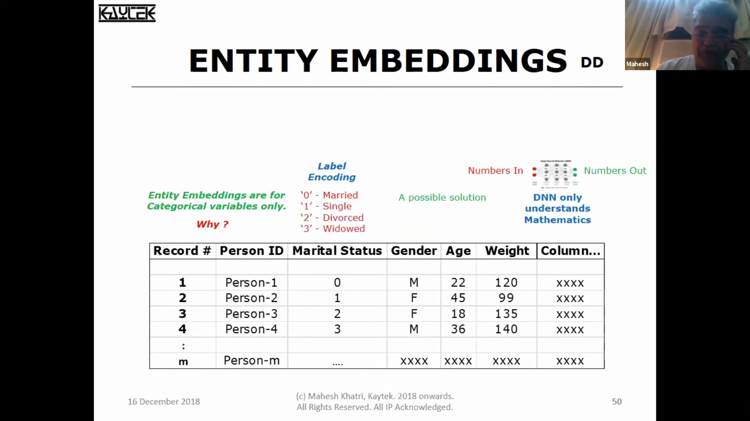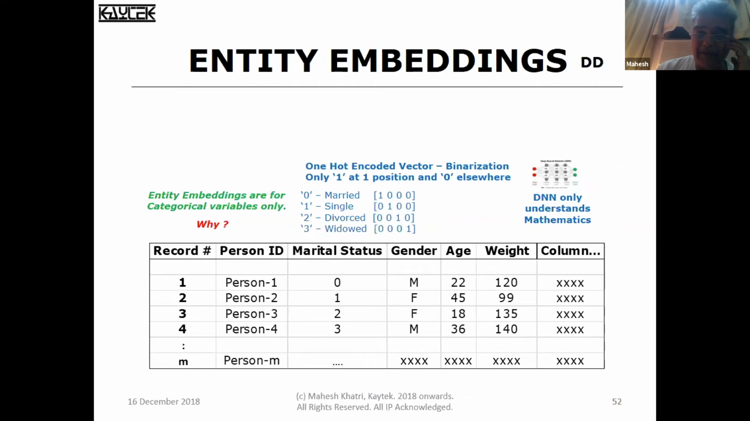So a possible solution would be what is called one hot encoded vector binarization, where essentially we replace the first position in case of married. The first position gets a 1, and the remaining all get 0. For single, and so on. This was used earlier in many of the neural network calculations. But again, there were certain problems with this. There were problems of memory and computation.